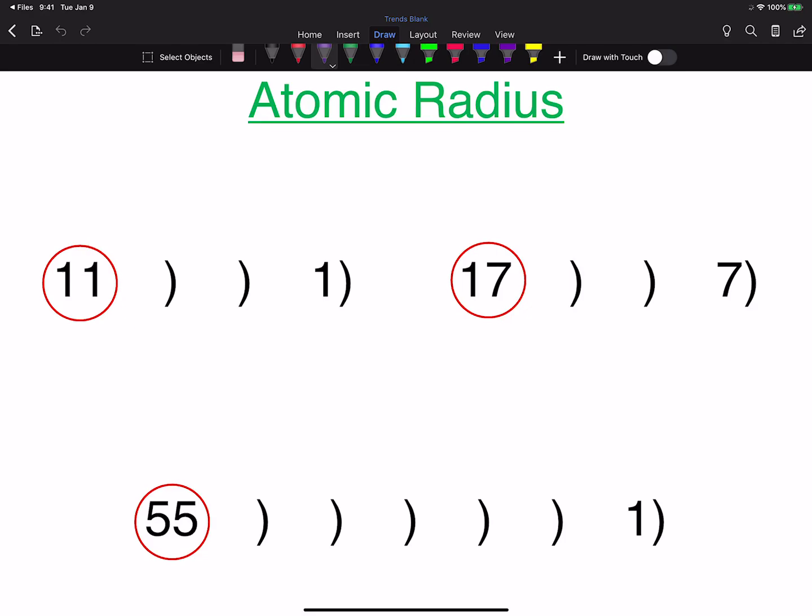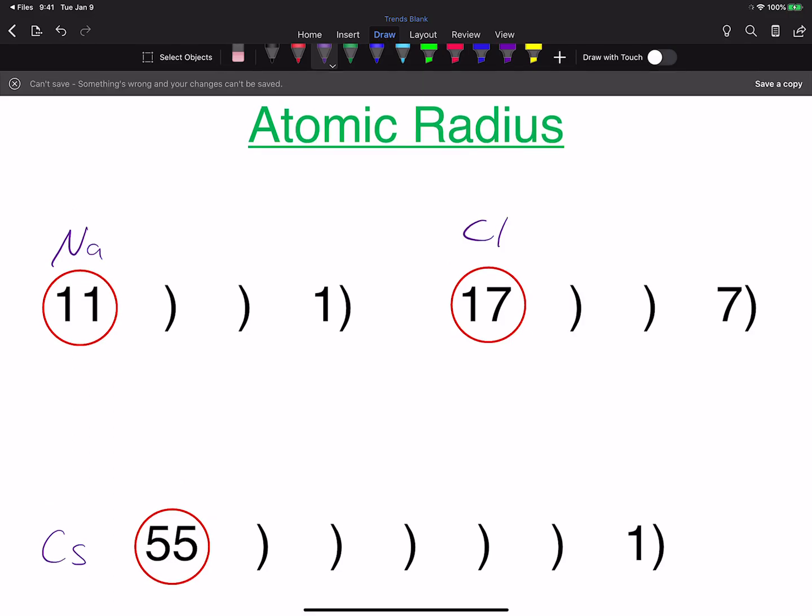Before we talk about the specific trends, let's talk about this page that you're currently viewing. What you can see is that you have three electron shell diagrams for atoms on the periodic table. And of course, you can identify these atoms in various ways. One way would be the number of protons in the nucleus. Here we have 11, 17, and 55. So that identifies each of these atoms as sodium, chlorine, and cesium.